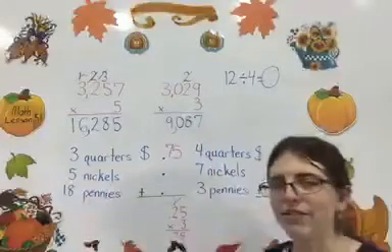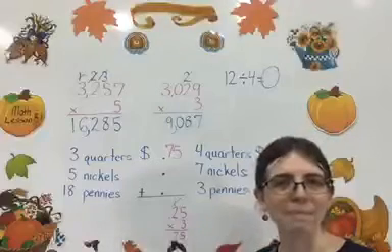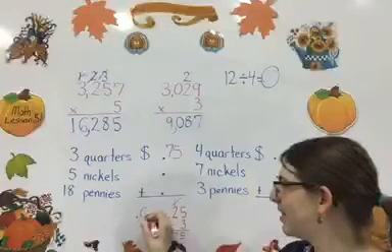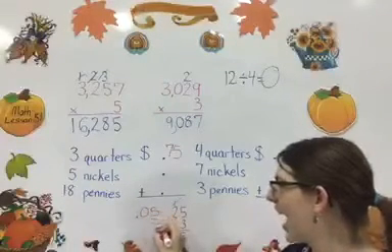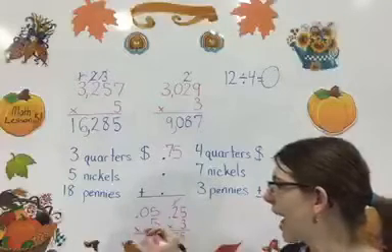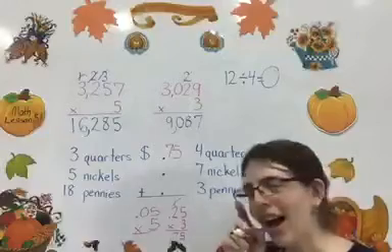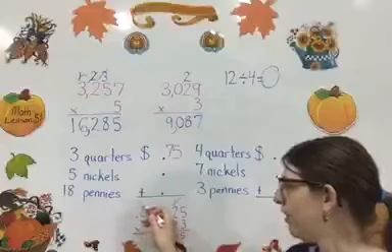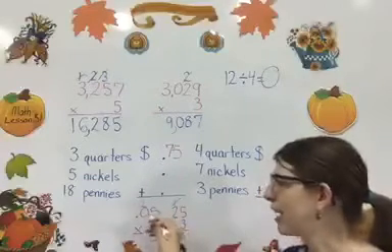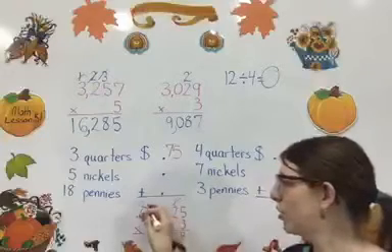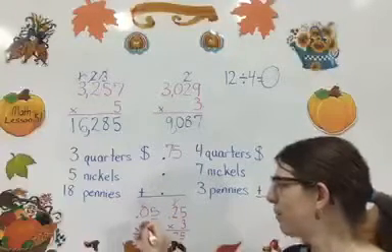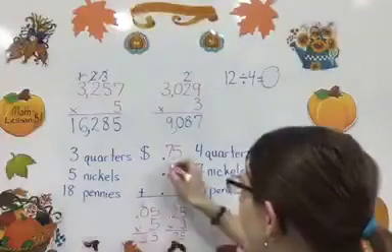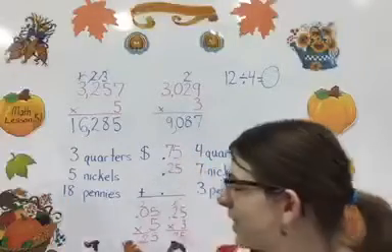Now I have 5 nickels. Well, how much is a nickel worth? 5 cents. Very good. 0.05. And I have 5 of them. So I multiply 5 cents times 5. And that gives me 5 times 5 is 25. Carry my 2. 5 times 0 is 0. 0 plus 2 is 2. Bring down my decimal point. So I have 25 cents. 5 nickels is 25 cents.